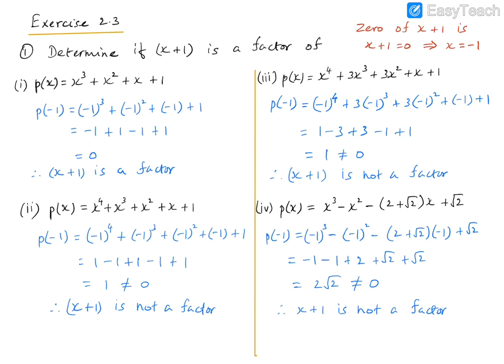So we have seen now how to check whether a binomial is a factor of a polynomial or not. We basically take the 0 of that binomial and then evaluate the polynomial at that value. So the 0 of this binomial is minus 1. So we substitute minus 1 into the polynomials and check whether it evaluates to 0. If it evaluates to 0, the binomial is a factor. If it evaluates to some other number other than 0, then we'll say it is not a factor.